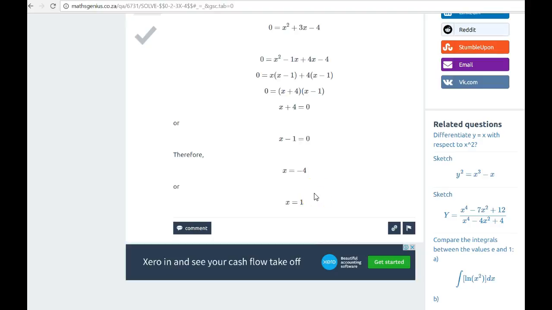So I hope this will help you understand how to solve quadratic equations using the method of factorization, and hopefully you'll be able to do this on your own.